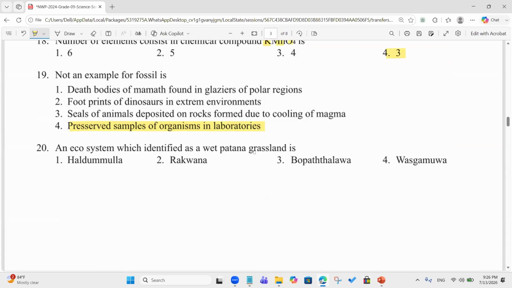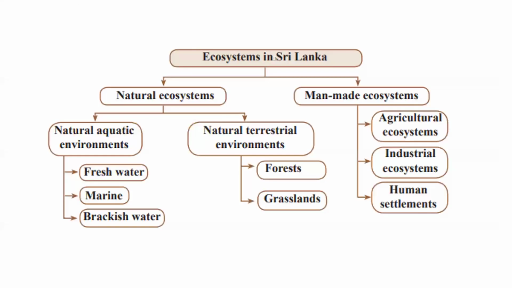Yes, we learned the grasslands, right? The grassland part, we discussed this. This is how we learn the ecosystems in Sri Lanka. Let's revise it. There are natural ecosystems and man-made. Natural ecosystems are divided into 2 parts, natural aquatic and natural terrestrial. The natural aquatic has 3 types: freshwater, marine water, brackish water. Natural terrestrial environments are forest and grasslands, so you learn different types of forest and different types of grasslands.